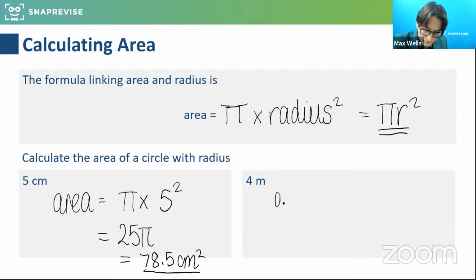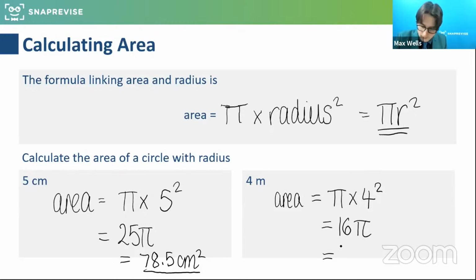Right, over here, we've got area, and that is going to be, this time, pi times 4 squared. And feel free to work ahead of me and share answers for this one. I think some of you already have, so very well done. So that will be 16 pi, and on your calculator, we're going to get 50.3, and this will be meters squared this time. Lovely, well done. Cool, so hopefully that's nice and clear as well.